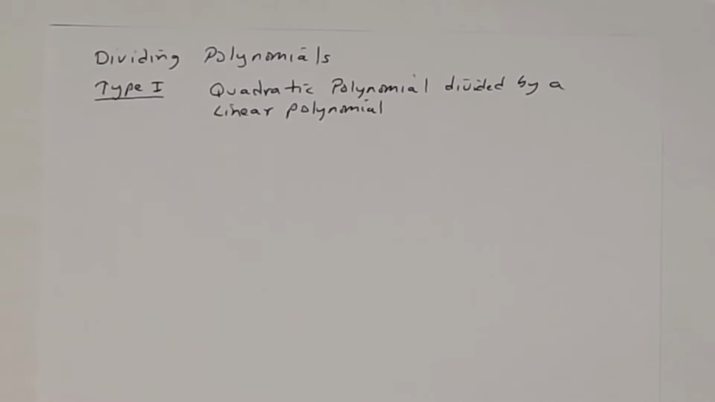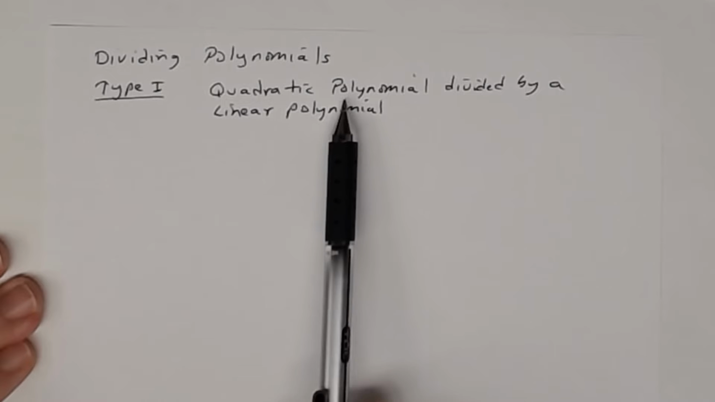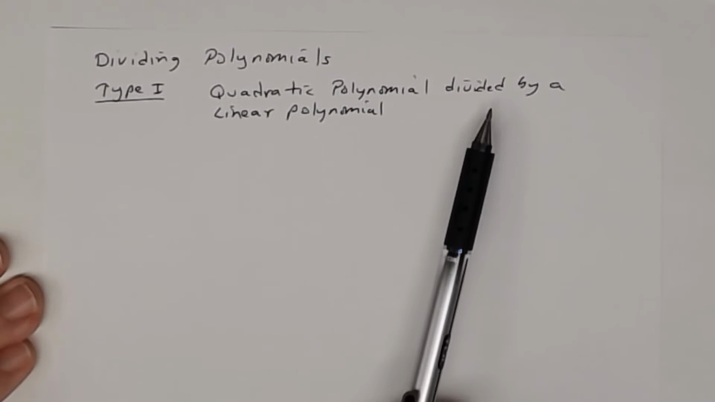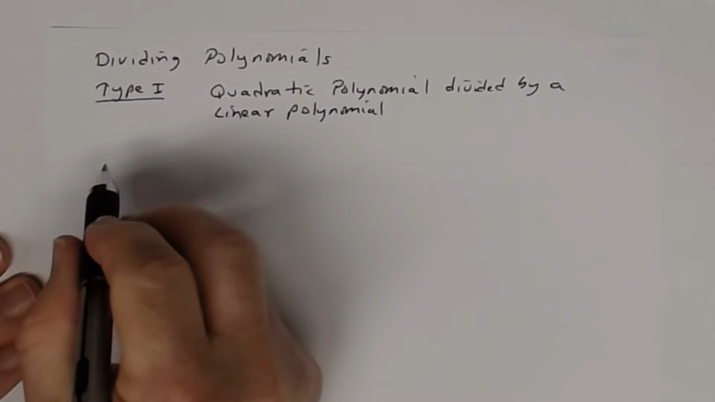In this lesson, we're going to look at dividing polynomials. And so we're going to look at the first type, and the first type deals with a quadratic polynomial that has been divided by a linear polynomial. And so an example of that looks like this.